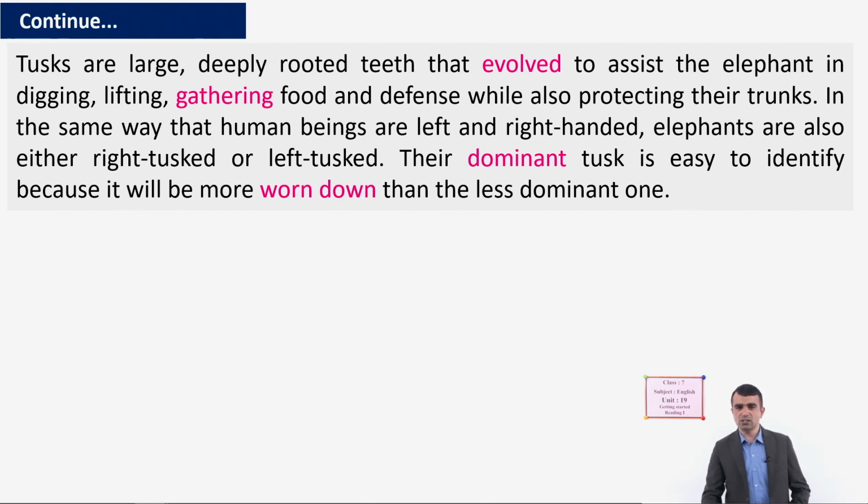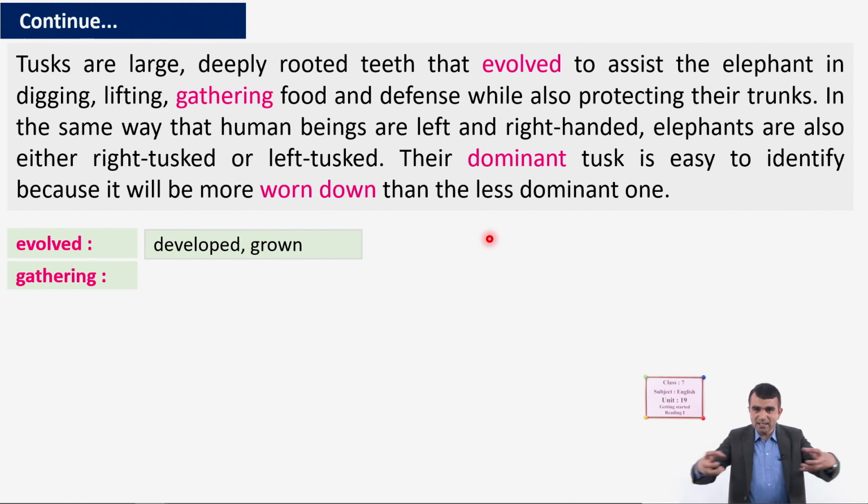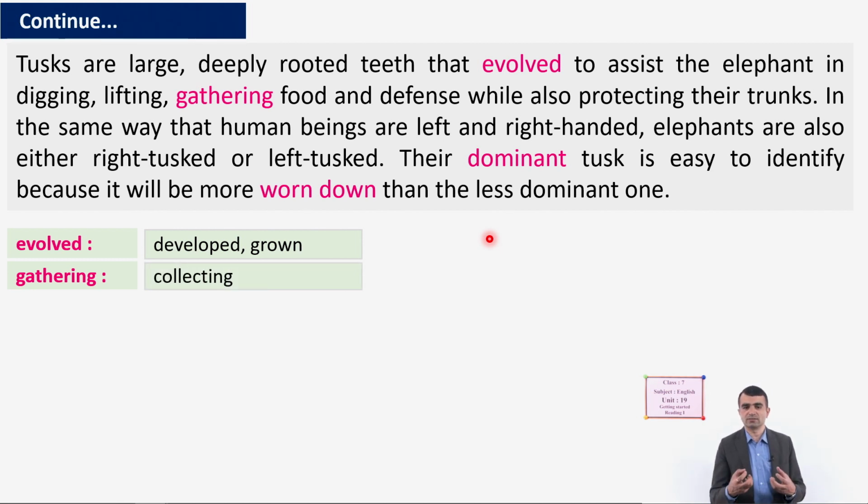Okay? Now, there are some words. What do they mean? Now, evolved, deeply rooted teeth that evolved is given. What does it mean? Developed, grown, deeply rooted teeth that developed. Okay? Similarly, gathering. Gathering means what? Do you know gathering of people? Okay, that gathering means collecting, being together. Okay, so here lifting, gathering food means collecting food.